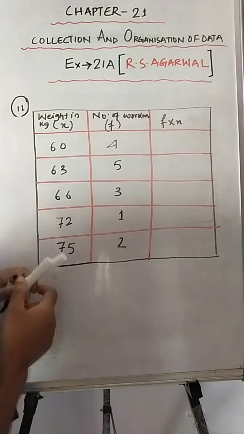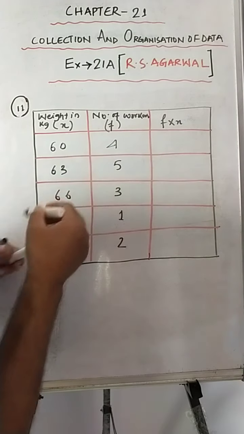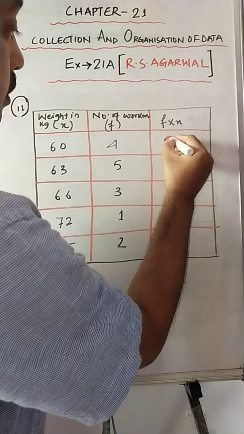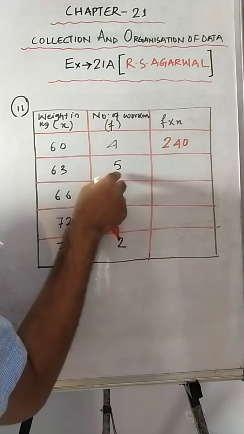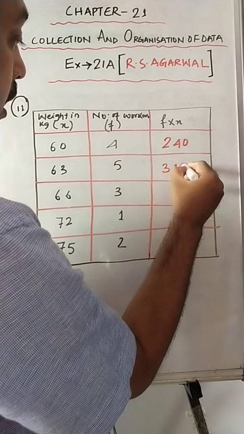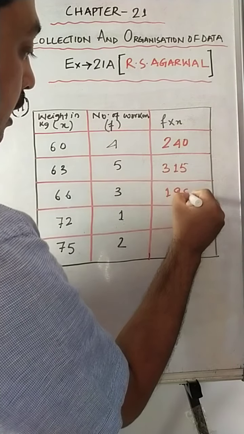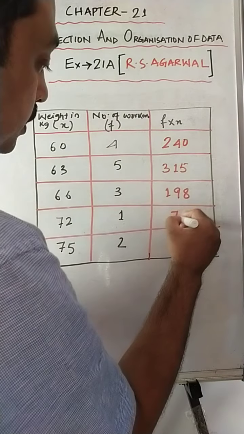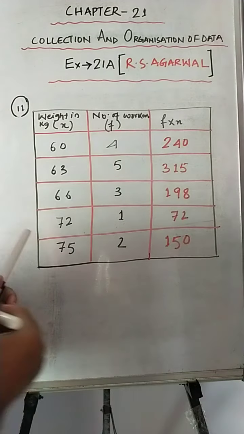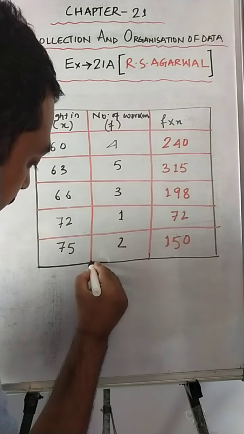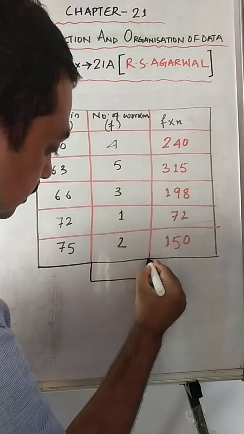Now in the third column, you have to multiply these 2 numbers and write the product here. 60 into 4 is 240, so you write 240. The product of 63 and 5 would be 315. 66 into 3 would be 198. 72 into 1 would be 72. And 75 into 2 is 150. Now at last you have to find the total of the f terms and fx terms.